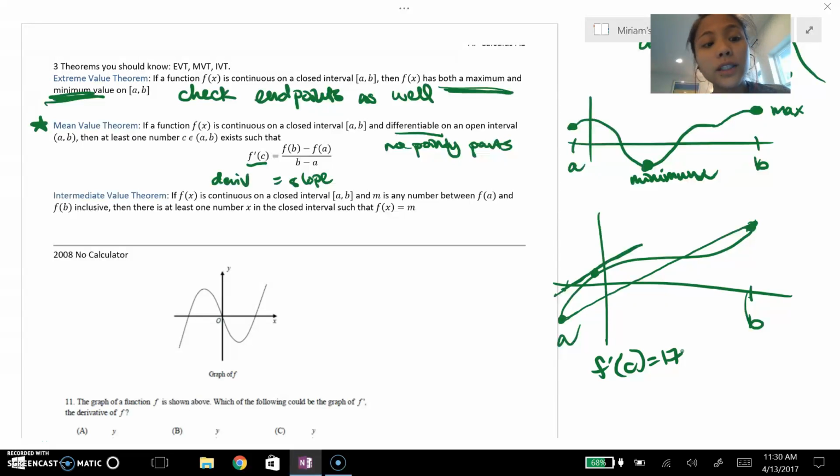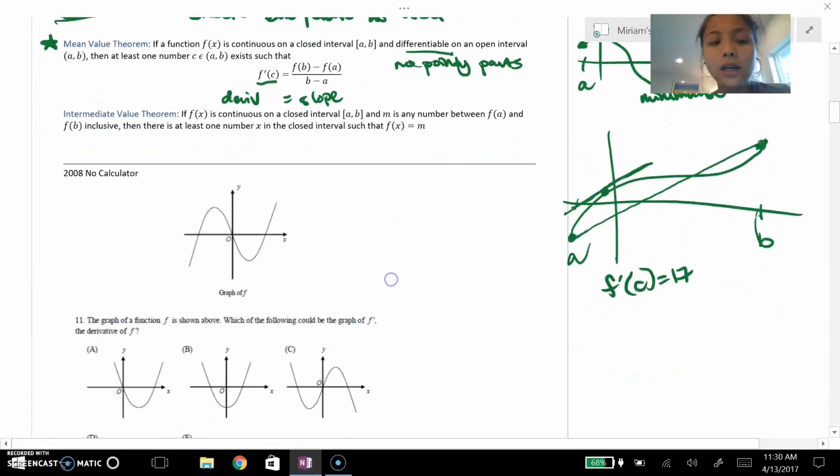Okay, intermediate value theorem, very last one. Let me read it first, okay? It says, if f of x is continuous on a closed interval a to b, and m is any number between f of a and f of b inclusive, then there's at least one number x on the closed interval such that f of x equals m.